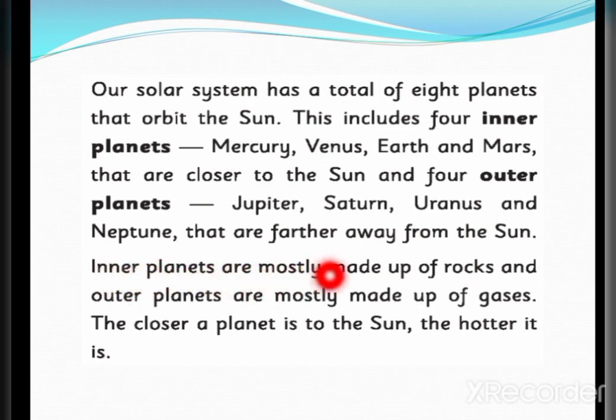Inner planets are mostly made up of rocks. And outer planets are mostly made up of gases. The closer a planet is to the sun, the hotter it is. The planet that is close to the sun is too hot because the sun is a ball of fire.